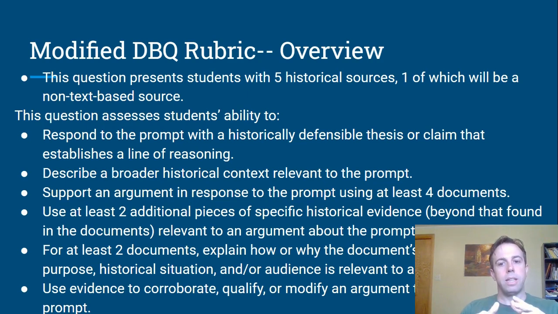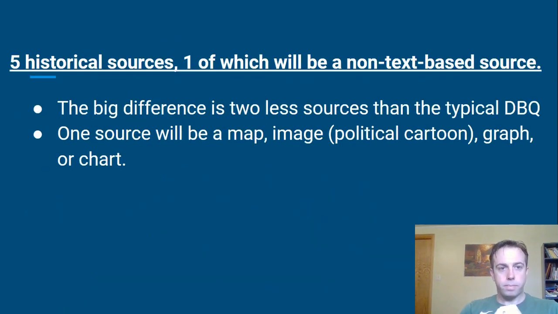Support an argument in response to the prompt using at least 4 documents. Okay, this is a change, and then they have an additional point in there that I'll get to later. Use at least 2 additional pieces of specific historical evidence. Okay, that is another change too, and I'll get to more about that later on, but instead of 1 point, it's going to be 2. The same thing for the next one. Instead of 1 point, for at least 2 documents, explain how or why the document's point of view, purpose, situation, or audience is relevant to an argument. There's going to be 2 separate points for that, which we'll take a look at in a second. And then the last point is the same one as before. That's the complexity point.